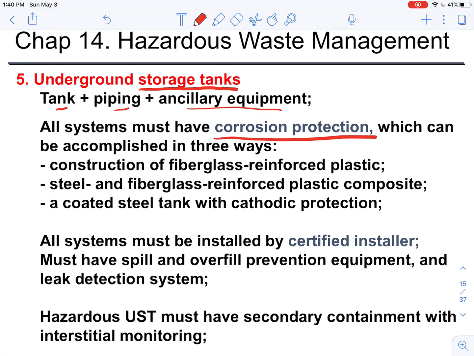So all systems have to include corrosion protection, which can be accomplished in 3 ways. This can be done by construction of fiberglass reinforced plastic, steel and fiberglass reinforced plastic, or a coated steel tank with cathodic protection. So people can use these materials to deal with the corrosion problems. All the systems have to be installed by a certified installer and must have spill and overfill prevention equipment and leak detection systems. So we don't want to build a septic tank or these storage tanks, but fail the safety issue, right?